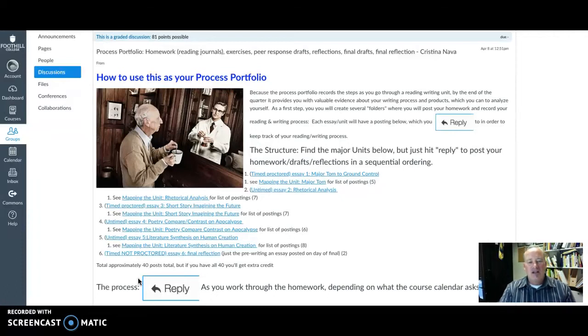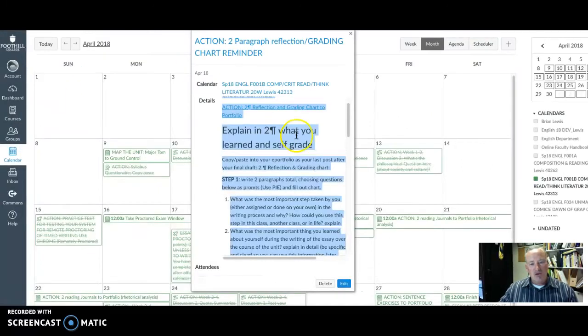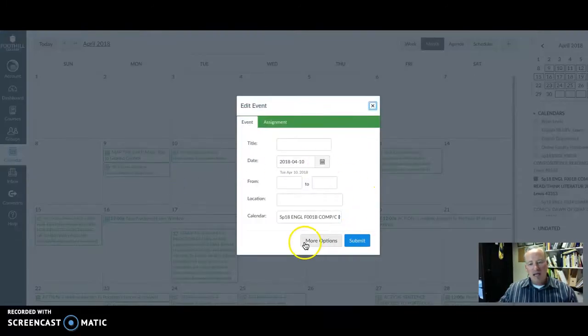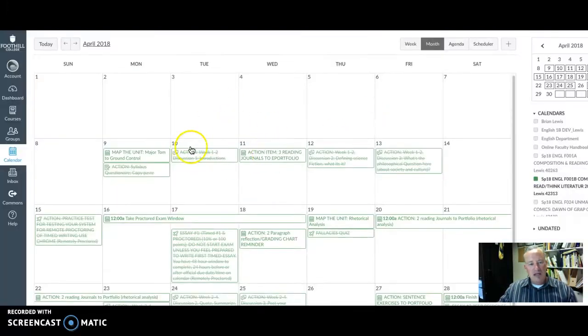So what we're doing here is we're just recording the steps as we go. Essentially, what you're going to want to do is pay attention to the course calendar and look at the different assignments as they come up, and you do them. Some of them are recorded in the portfolio. Essentially what you're going to find in the portfolio are reading journals, oftentimes some sentence level exercises, and then a draft or two and a peer response reflection, maybe if we do a peer response, and then a final reflection.